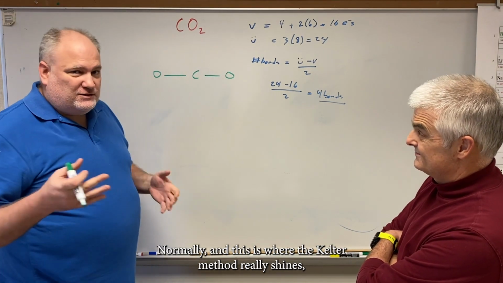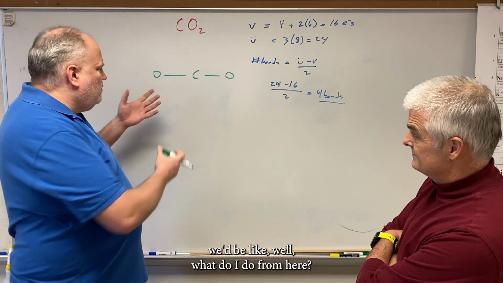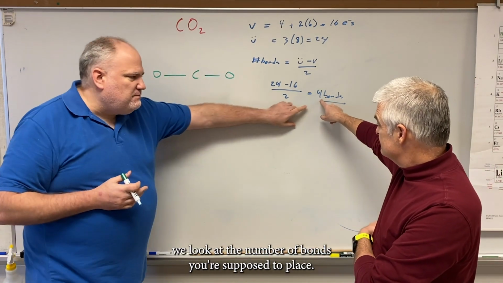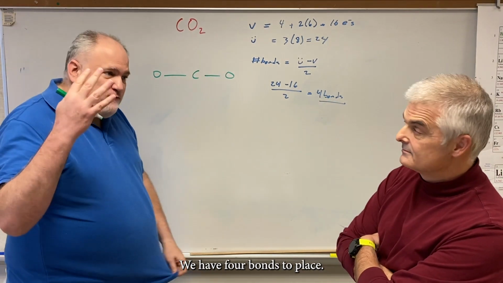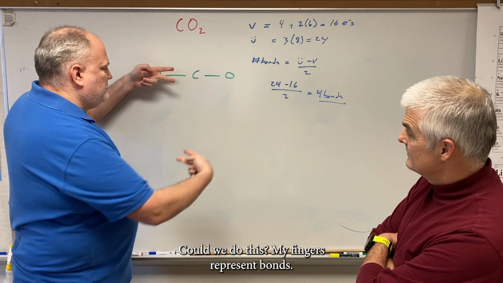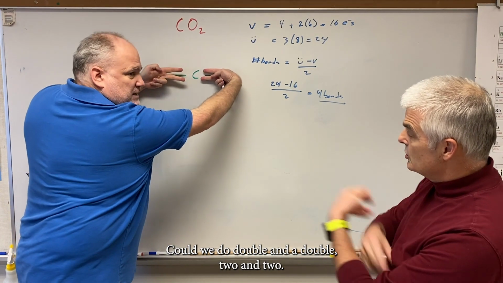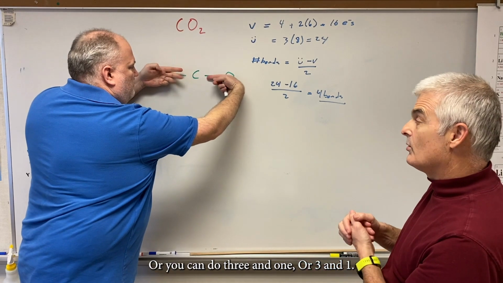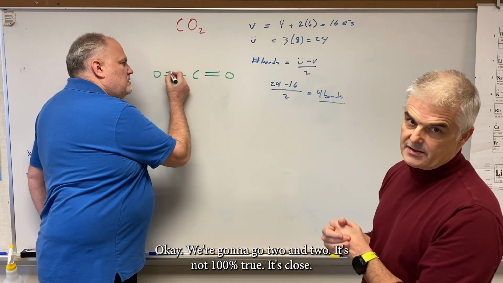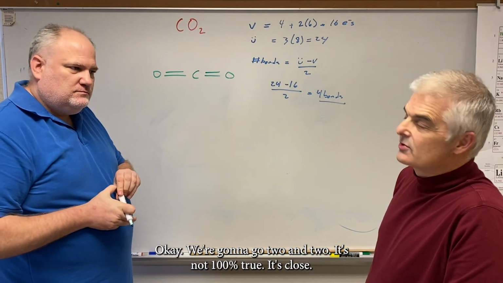Now, here's the thing. Normally, and this is where the Kelter method really shines, we'd be like, well, what do I do from here? Well, once you have your atoms attached, we look at the number of bonds you're supposed to place. We have 4 bonds to place. Now there's a couple ways we can do this. Couldn't we do a double and a double? You can go 2 and 2, or you can do 3 and 1, or 1 and 3. It's better to go 2 and 2 because 2 and 2 is more balanced, okay? So we're going to go 2 and 2. That's not 100% true, it's close.